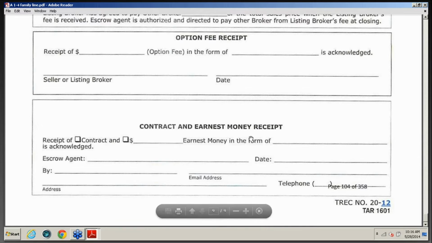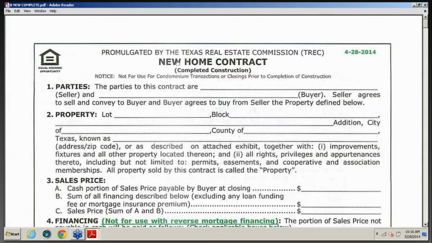All right, awesome. Moving right along. The next thing that we're going to have is going to be the new home construction contract. It's going to be completed construction. That is a TREC form 24-13.